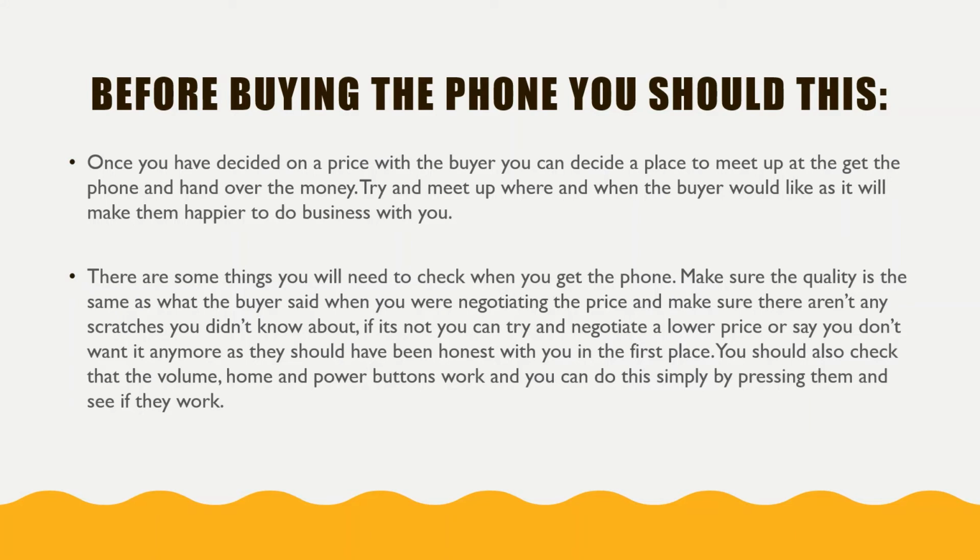Make sure the quality is the same as what the seller said when you were negotiating the price, and make sure there aren't any scratches that you didn't know about. If it's not the same quality as you thought it was, you can try and negotiate a lower price or say you don't want it anymore, as they should have been honest with you in the first place. You should also check that the volume, home and power buttons work, and you can do this by simply pressing them and seeing if they work.